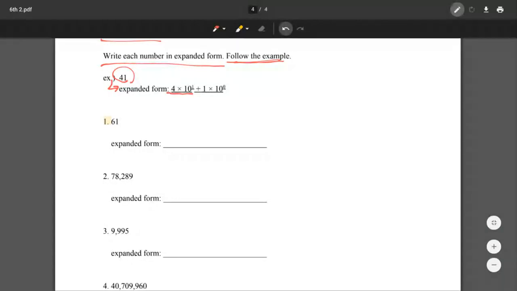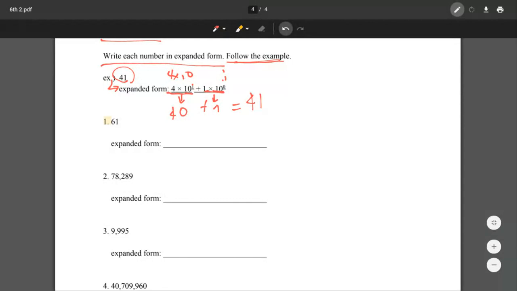Okay? So, well, if I explain this a little bit, that is 40, right? Because 10 to the power of 1 is 10, and then 4 times 10 equals 40, and then here, 10 to the power of 0, well, anything to the power of 0 is 1, right? And so 1 times 1 equals 1, and then when we add that, we get 41.